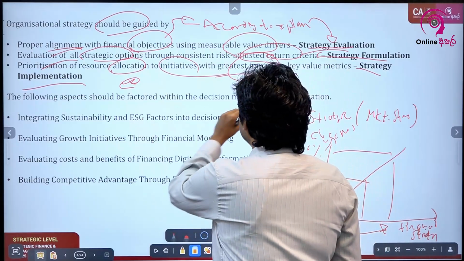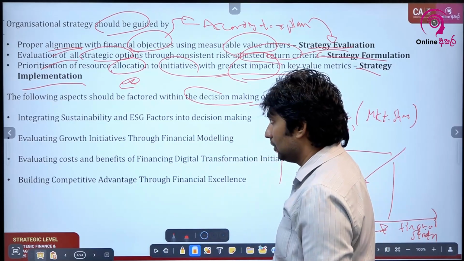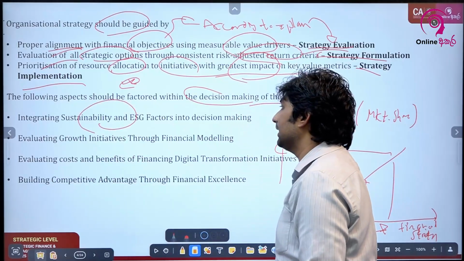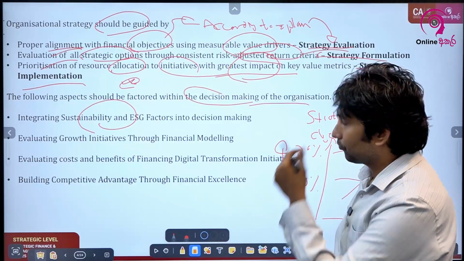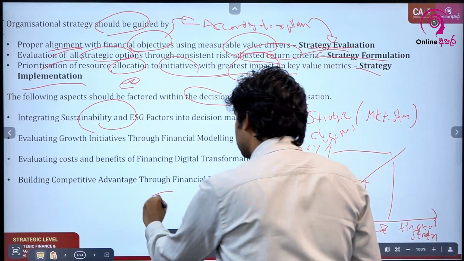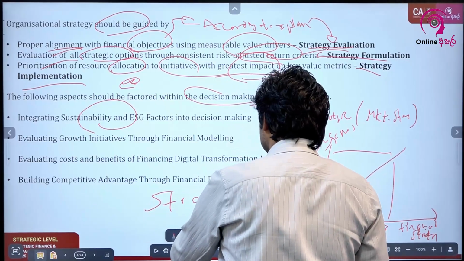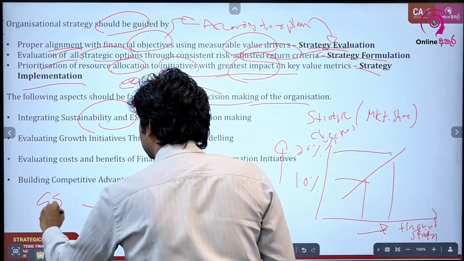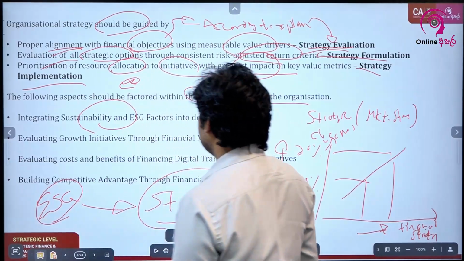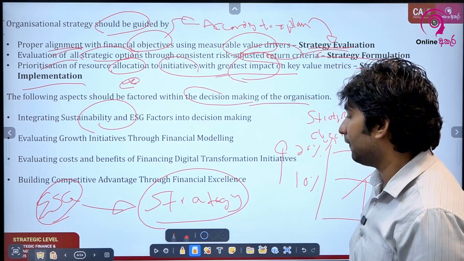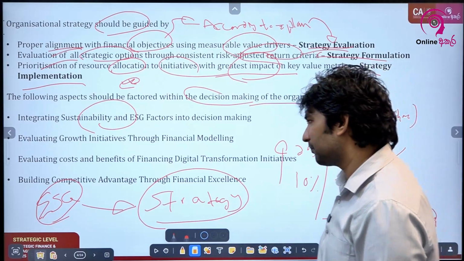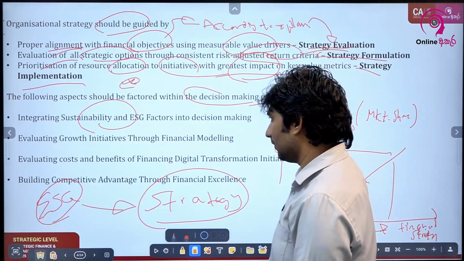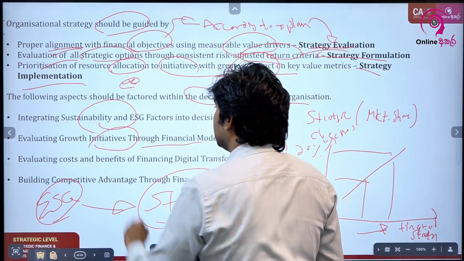The following aspects should be factored within the decision making of the organization. So you need to evaluate the impact of sustainability and ESG factors. That is very important. So when you determine your strategy, you need to look at the impact of ESG factors. If you don't factor in ESG, at some point of time, ESG will come to you as a huge reputational cost. You need to evaluate growth initiatives.